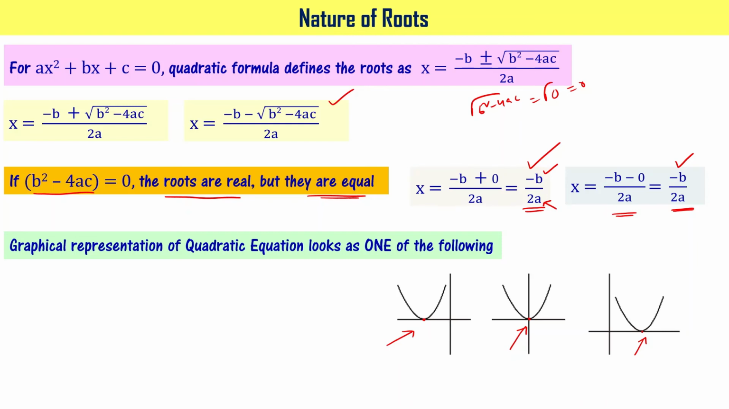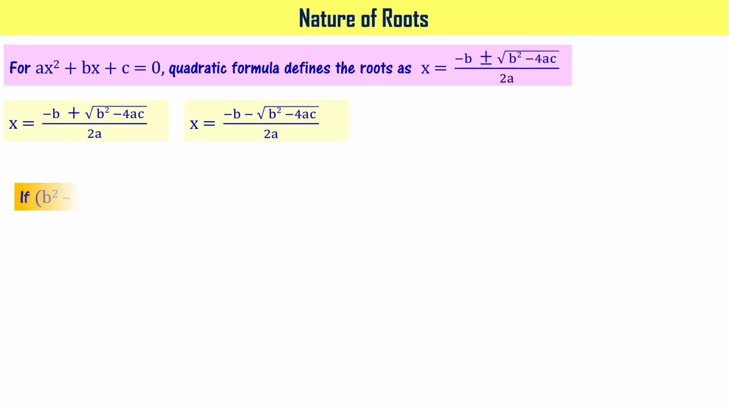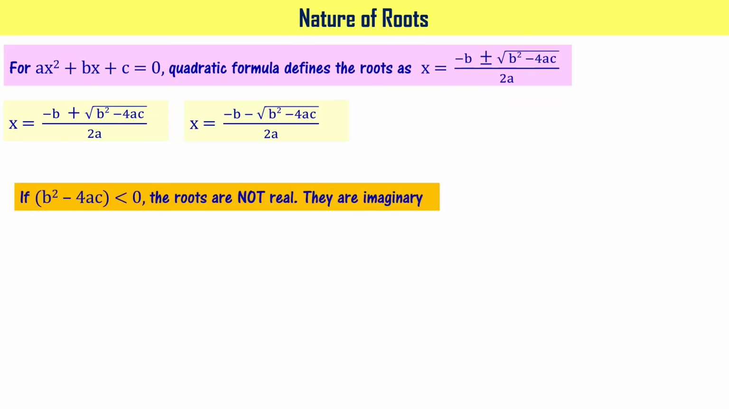Got it? When b square minus 4ac is 0, the curve touches the x-axis at only one point. Please note that is called the root, and you have the same root twice. Got it? Now let's look at the third case. If b square minus 4ac is less than 0, then we said that roots are not real and they are imaginary roots. Let's understand this. When b square minus 4ac is less than 0, it means square root of b square minus 4ac is the square root of a negative number. Let me write it as square root of minus k.